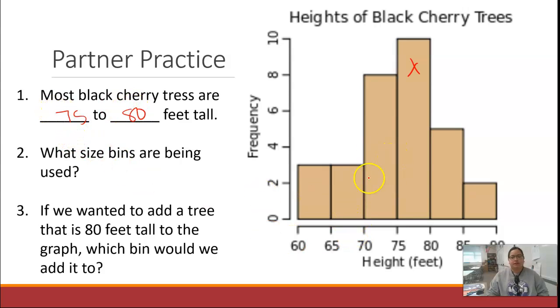What size bins are being used? So we're looking at the interval between the numbers here. And these are all 5 units apart, so we would say 5. If we wanted to add a tree that is 80 feet tall to the graph, which bin would you add it to? Because it's on the cutoff, it goes into the next bin, so 80 to 85.